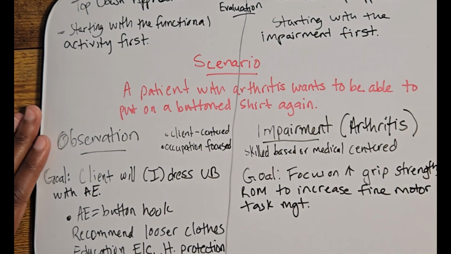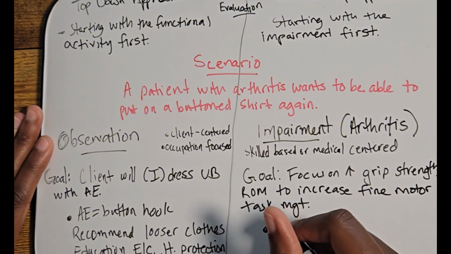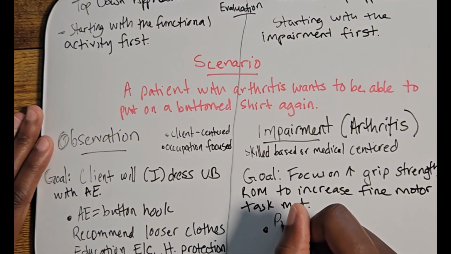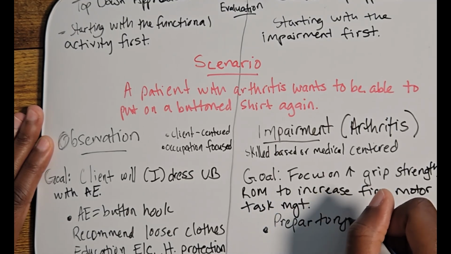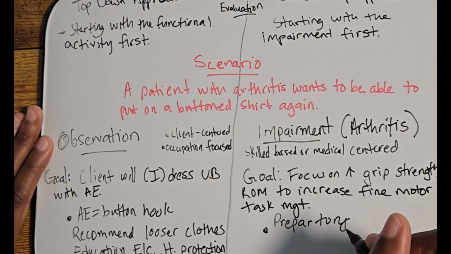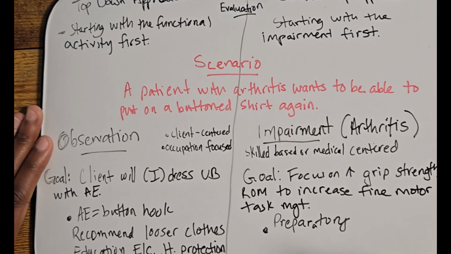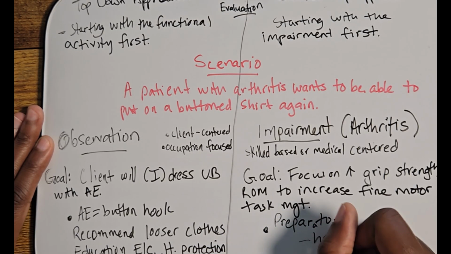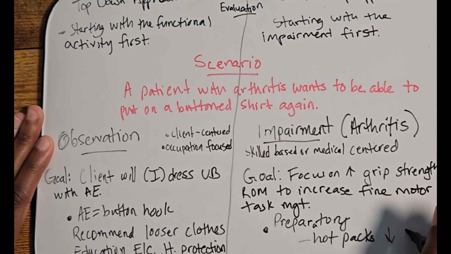Now, when it comes to the bottom-up approach, like I said, our focus is going to be a little bit different. We're starting out with the impairment. So in our intervention now, we're probably going to do more of a preparatory style kind of activity. And that's probably going to look something like hot packs, right? We'll probably do hot packs to start off with to help decrease stiff joints.